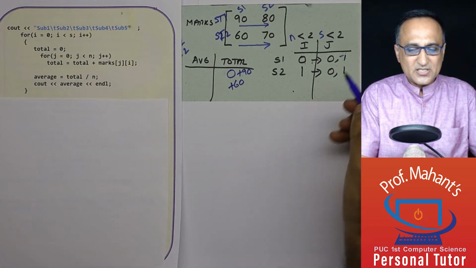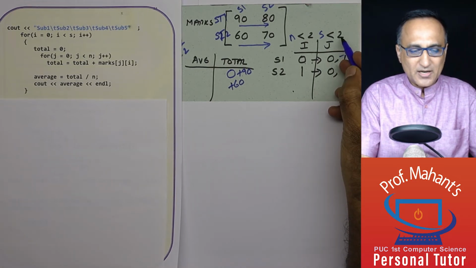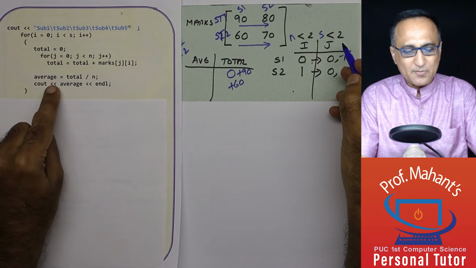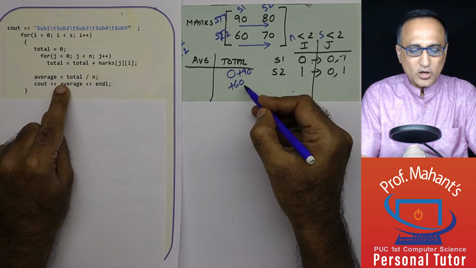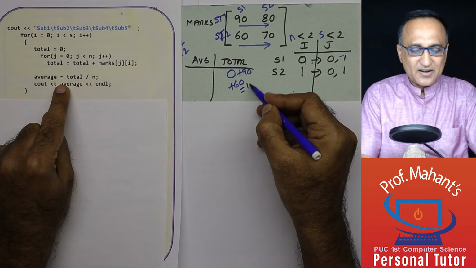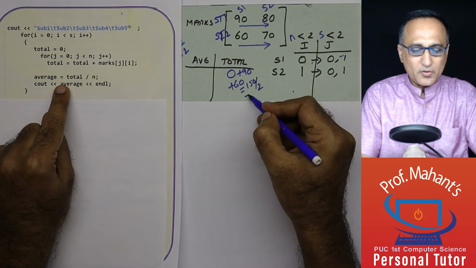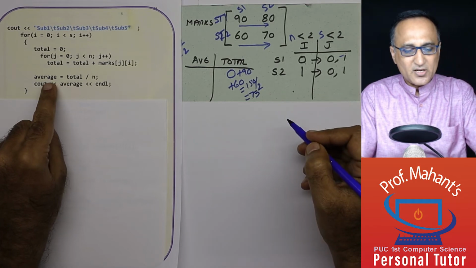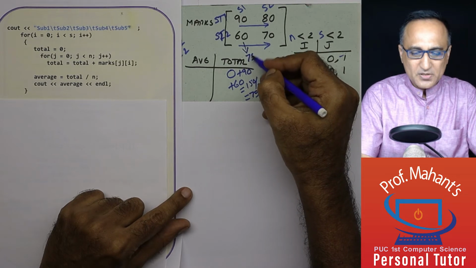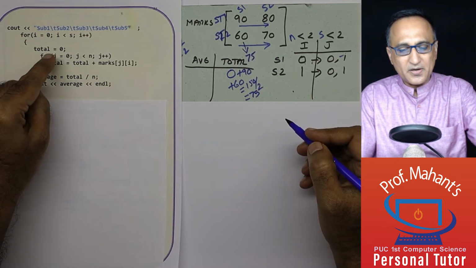Once I add 60 to this, the value of j becomes 2. 2 is not less than 2, so this inner loop fails. I am going to come here. Average is total upon n. 90 plus 60 is 150, divided by 2, it is going to be equal to 75. So the average of this row happens to be 75, which is going to be printed.